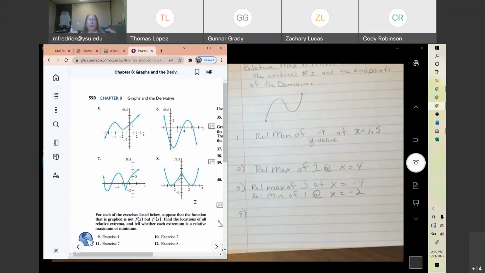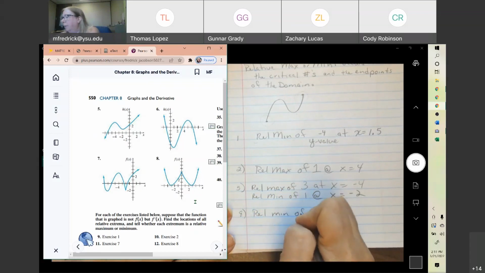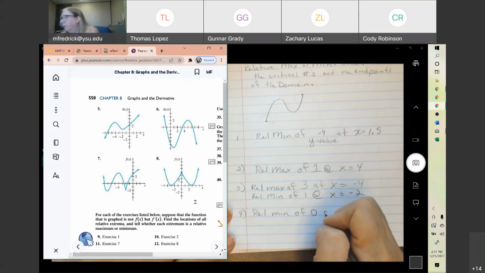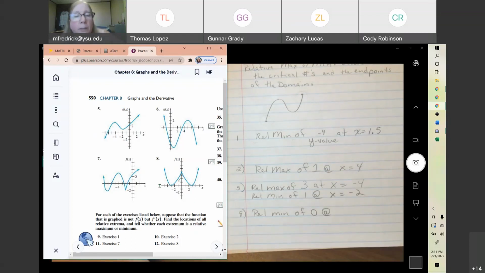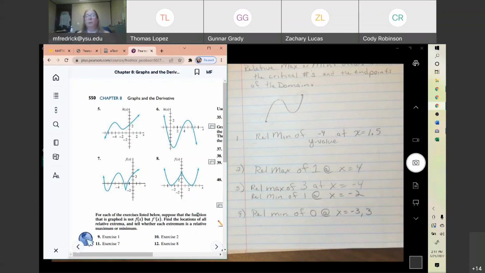Now notice that the 2 relative mins are both at the same y value. When that happens, you can write them as 1. So we know there's a relative min of 0, because this would be our y value 0, at -3 and 3. So when a relative min or a max has more than one at the same y value, you can write them together.